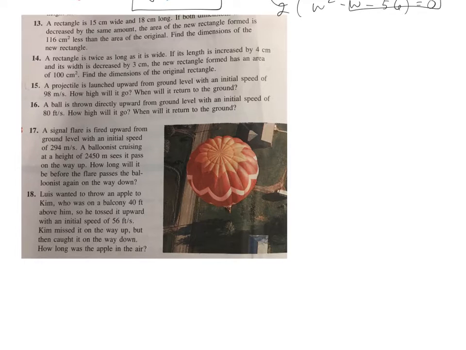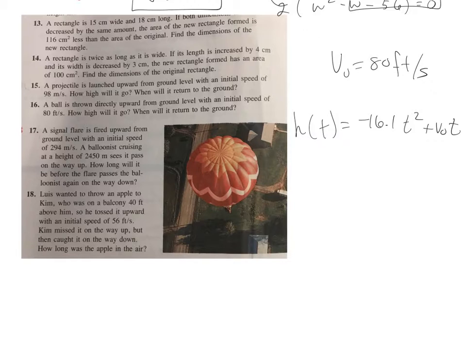Let me show you the way I'm mentioning. Number 16 says we have an initial speed of 80 feet per second. Our formula is given on the test. You don't have to memorize this. Negative 32.2. No, negative 16.1. Anybody have their notes? I think it's in the book, actually. It's not on this problem. Oh, yeah, it's probably on the previous page. Yeah, here it is: negative 16t squared plus vt.